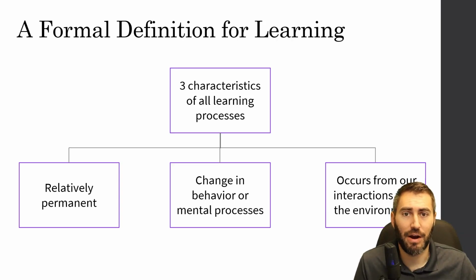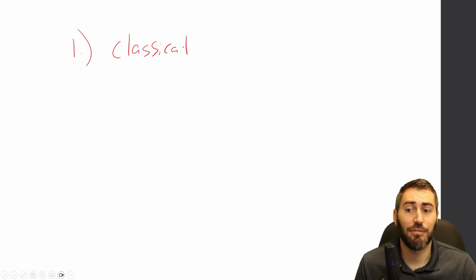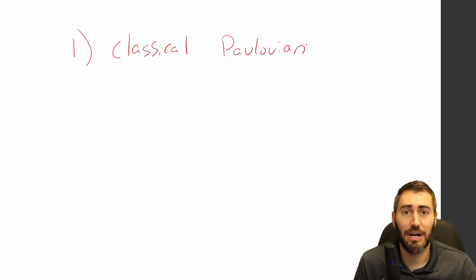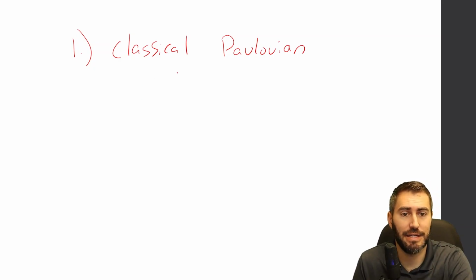I also want to point out the three different ways that we're going to talk about learning, or the three main classifications of learning. The first one is what we call classical conditioning, or Pavlovian conditioning. We call it Pavlovian partially because it comes from Ivan Pavlov, who is the main proponent of this type of learning, or in this case, conditioning.